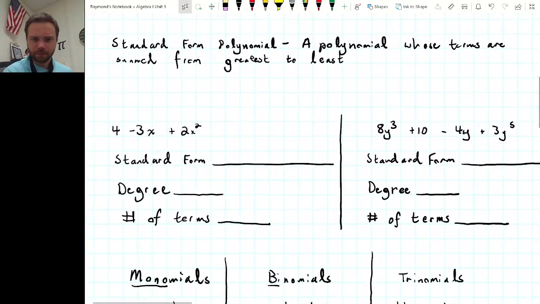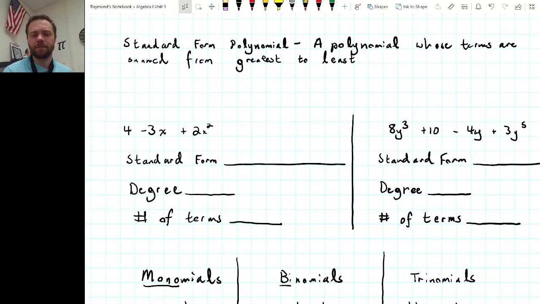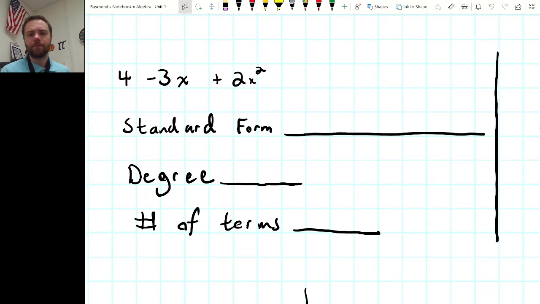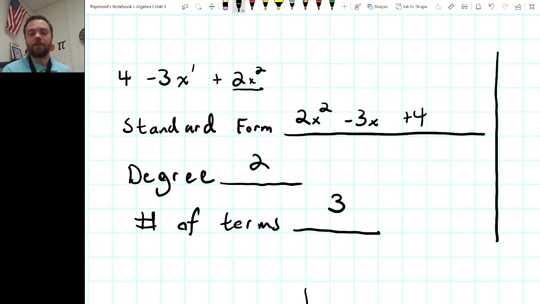Standard form of a polynomial is a polynomial whose terms are summed from greatest to least. Okay? So here's our first example. I've got 4 minus 3x plus 2x squared, and I want to put this in standard form. The first thing we're going to do before we put it in standard form is figure out the degree. The degree is the highest power. So I've got x to the 1st, x to the 0, and x to the 2nd. So this is a degree 2 polynomial. It has 3 terms, 1, 2, 3. And then in standard form, it's going to be written from highest power to least power. So I've got 2x squared minus 3x plus 4.